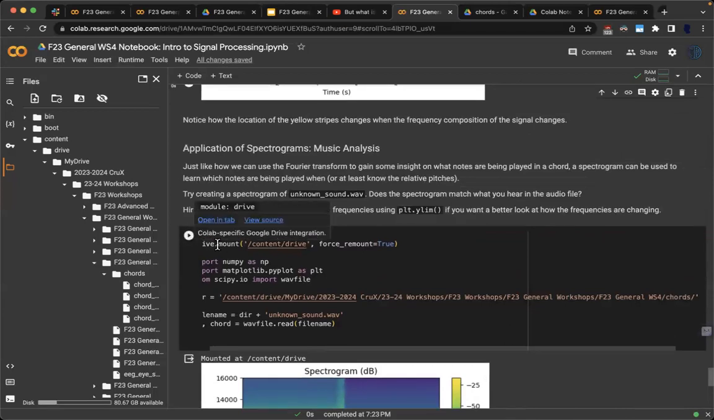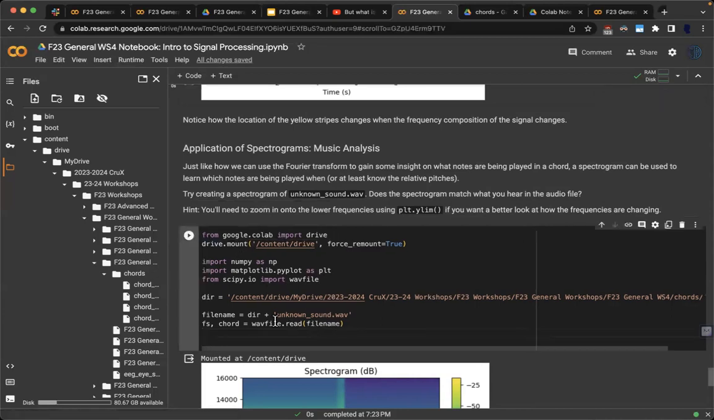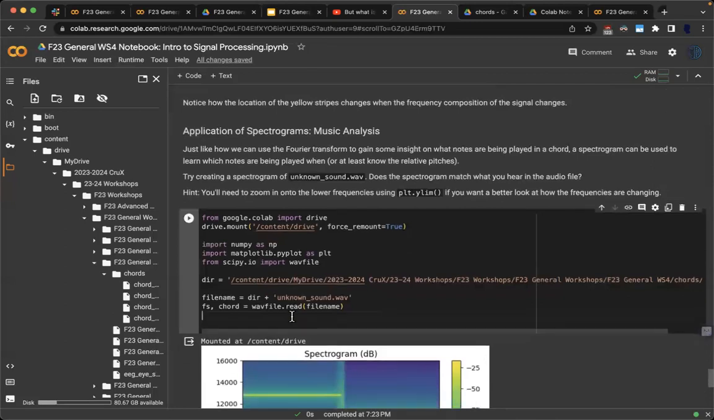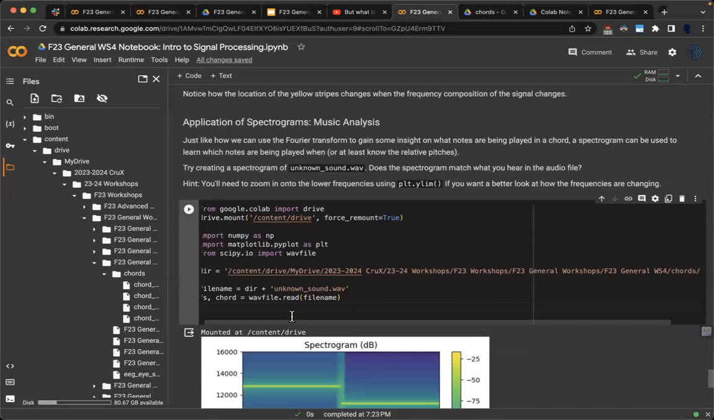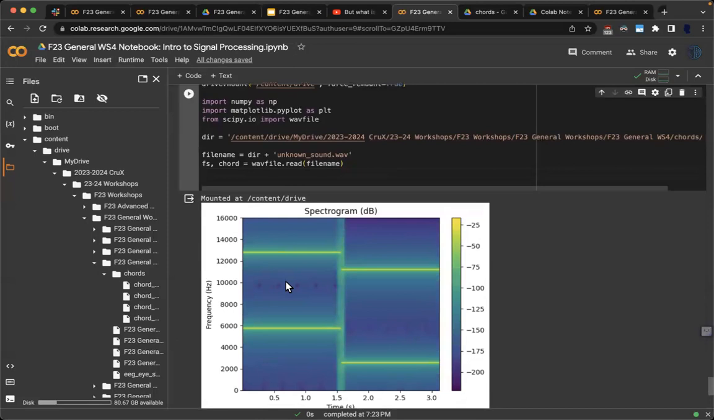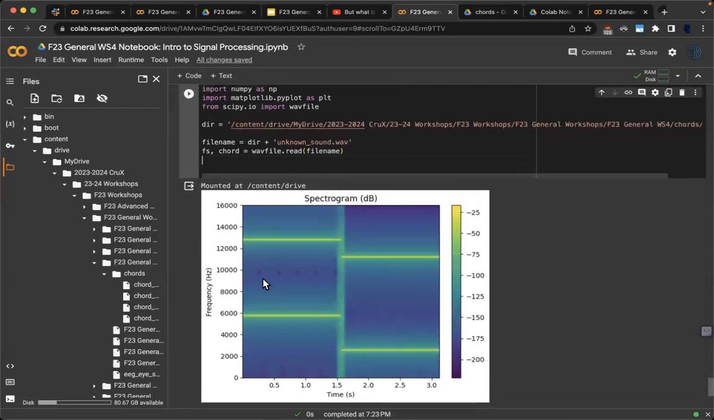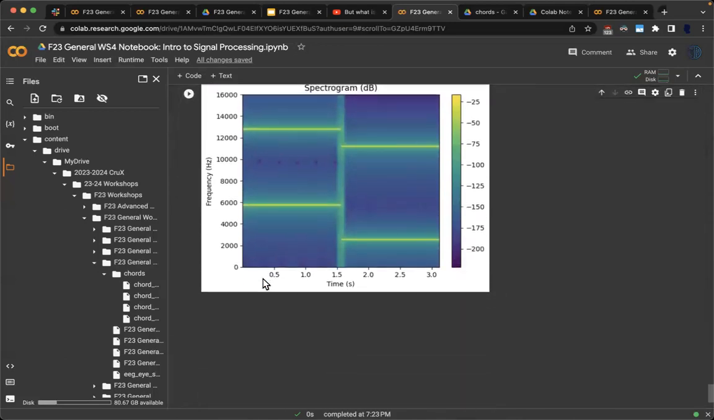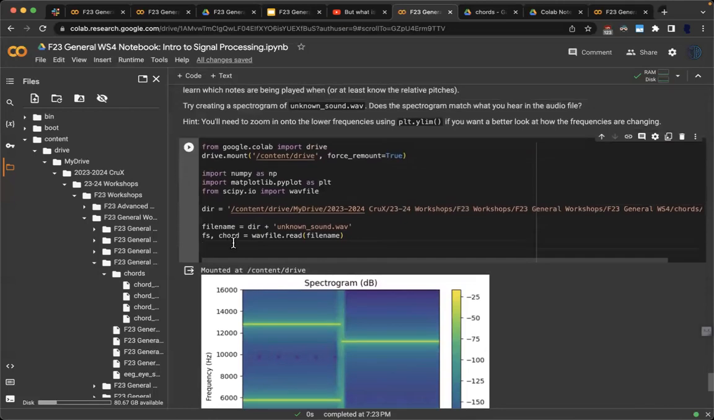Okay, so in that chords folder, there's an unknown sound. Do you guys have this kernel in your notebooks already? Yes. Okay, that's unfortunate. Anyways, well, if you look at the unknown sounds, this is the spectrogram frequency and time profile of that unknown sound wave. So I guess what we can do is replicate this using one of the other chords.